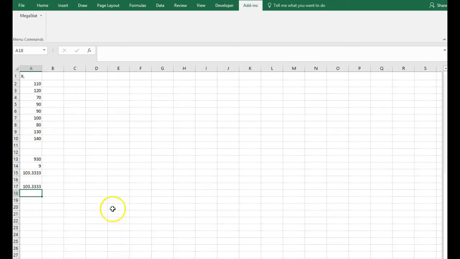So, number 5 data. It looks like I've already done some of this. So here's our data. Okay, and it looks like I said equals sum of that. We get 930. Oh, so I did part A in here. So we get 930 divided by the count, or the n, and that gives us the mean. I did that as a hand calculation, then I just used the function to come up with the mean. So I said equals average of that range.